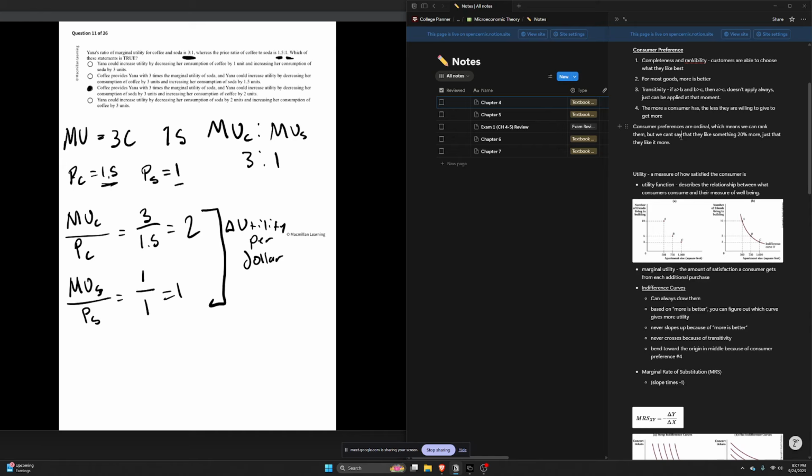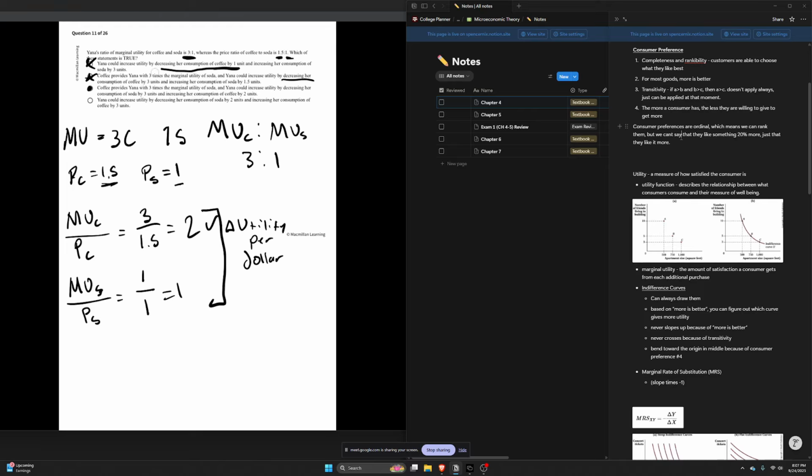This is where I got tripped up, because you can see that she gets more utility per dollar for coffee than she does for soda. So we're looking to increase the amount of coffee she drinks, or decrease the amount of soda she drinks, because she just gets more value from the coffee. So we don't want to decrease the coffee by 1 because coffee is worth more, so that's wrong. And again, we don't want to decrease the coffee. So I know that these two are wrong.